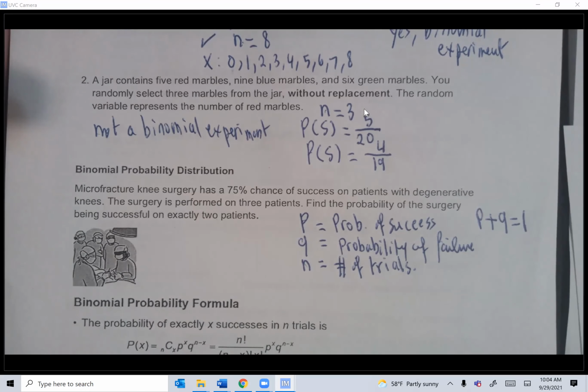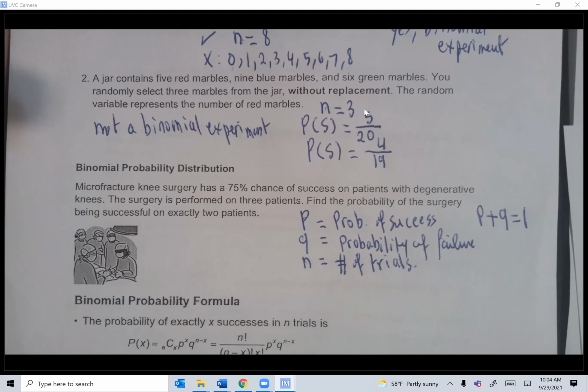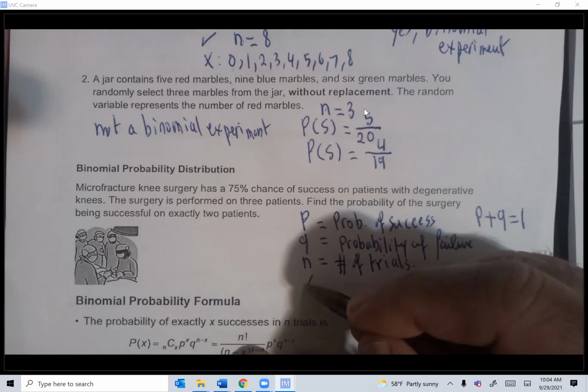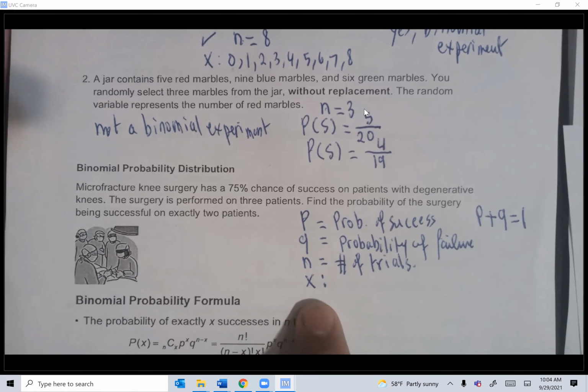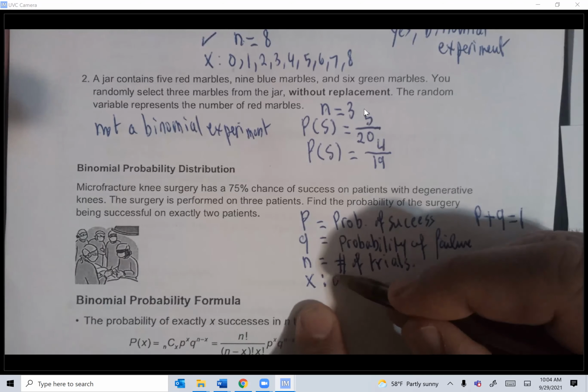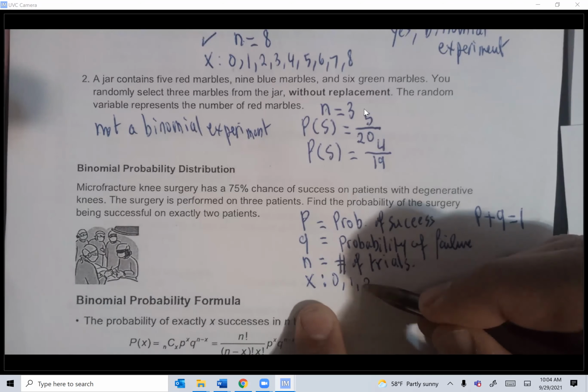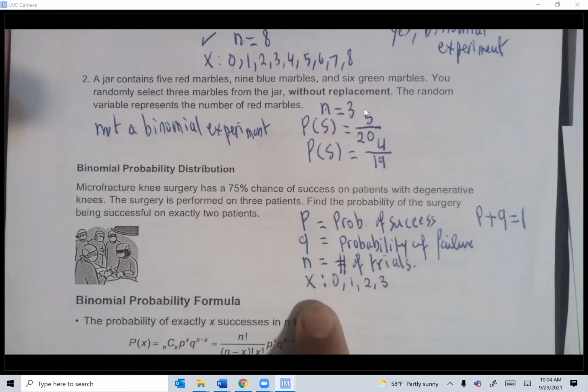So he says the surgery is performed on 3 patients. That means N is 3 in this example, guys. And X is the possible values of the random variable. And since N is 3, guys, I can tell you what X is going to be. You start with 0, and then you go 1 or 2 or 3, up to the number of trials.